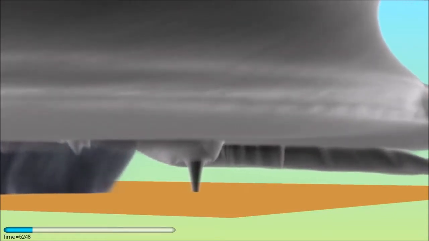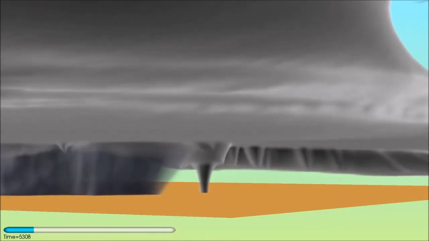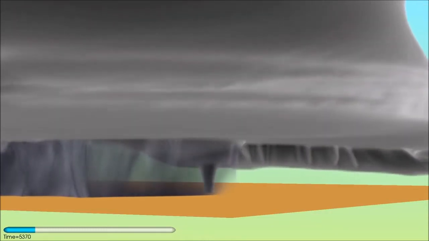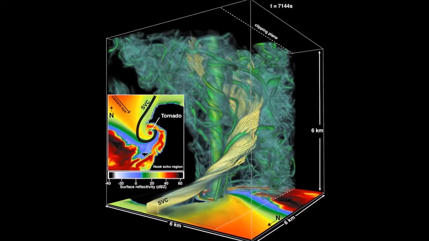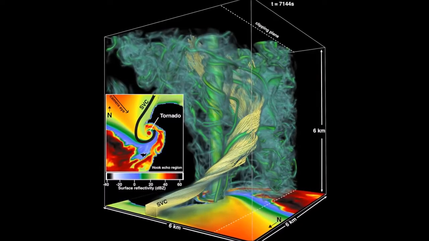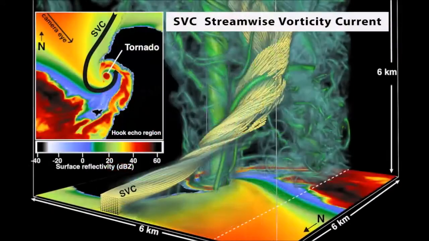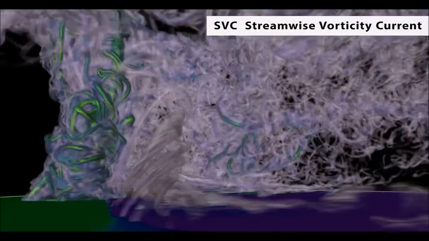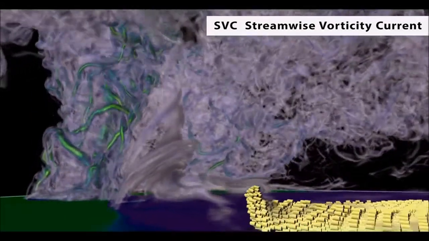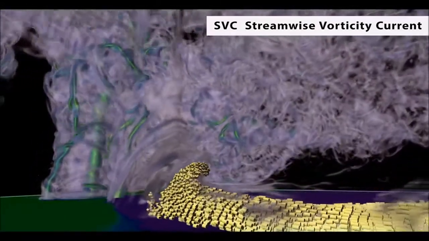Let me talk about a couple of the things we've found in our simulation that I don't think has been seen in Mother Nature. We have found very interesting organization of vorticity in the cold pool of our simulated storm. And one of the features we've identified, or at least we've given a name, is called a streamwise vorticity current. You could call it a helically flowing tube of air.